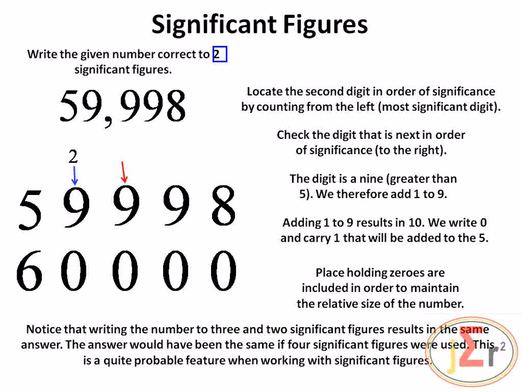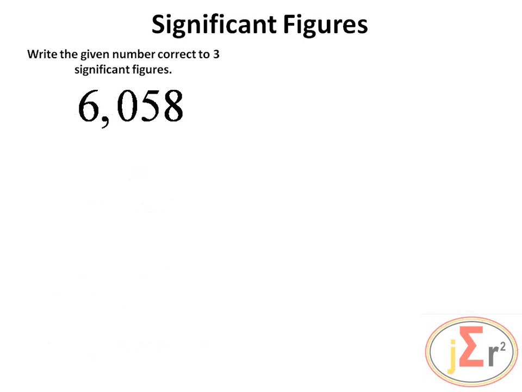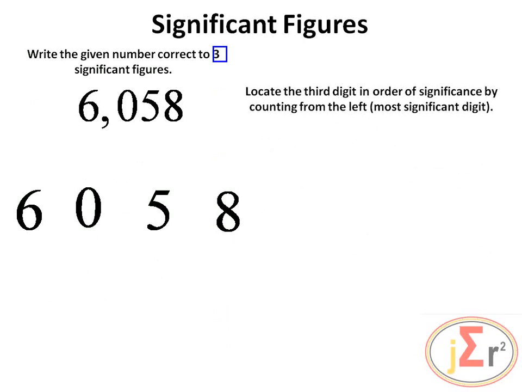Notice that writing the number to three and two significant figures results in the same answer. The answer would have been the same if four significant figures were used. This is a quite probable feature when working with significant figures. Write the given number correct to three significant figures. Locate the third digit in order of significance by counting from the left.